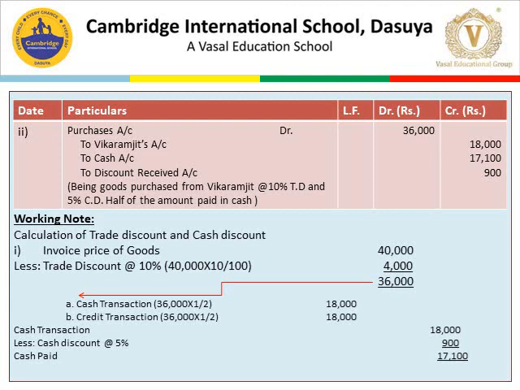So in this way we will pass this journal entry. Purchases account debit with 36,000, to Vikramjeet's account 18,000 which is a liability, so increase in liability is credit, it is 18,000. To cash account 17,100 which is calculated here below, and to discount received 900, it is again calculated here below. So in this way we pass journal entry. The narration of the journal entry is: goods purchased from Vikramjeet at 10% trade discount and 5% cash discount. Half of the amount paid in cash.